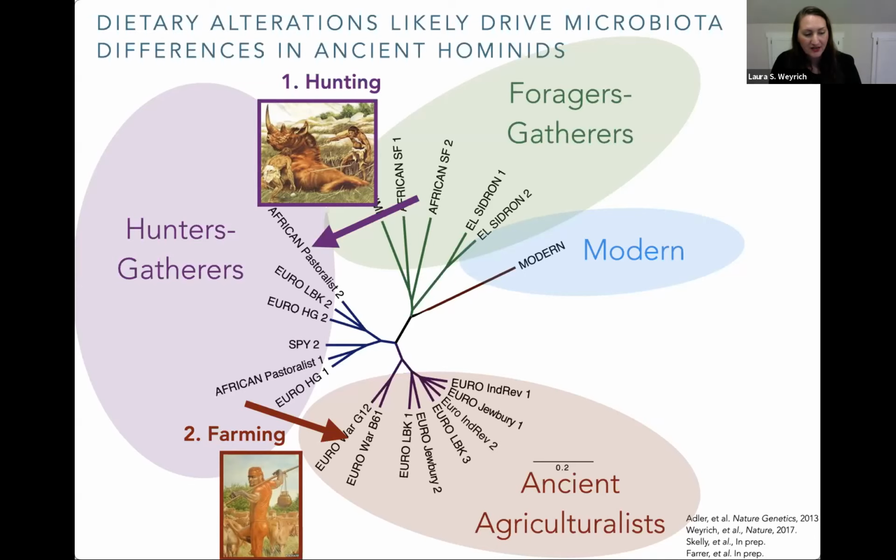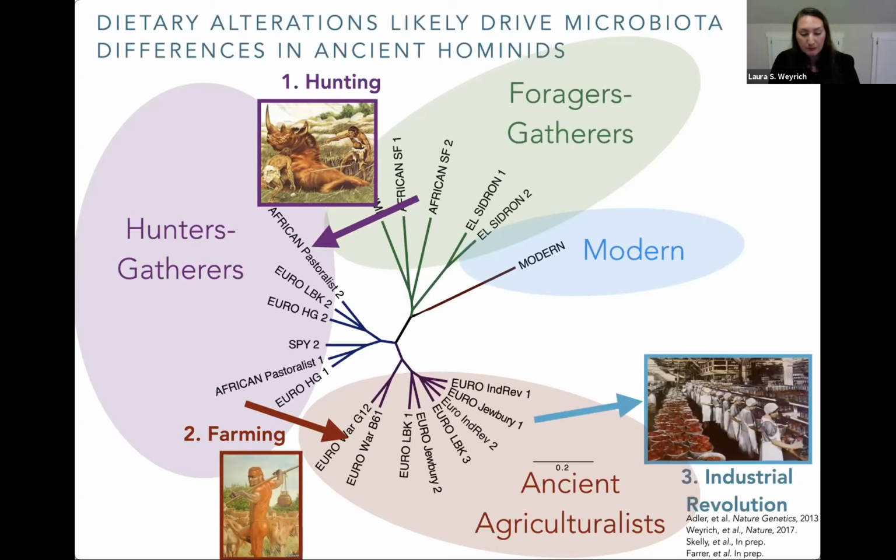And so the jury is still out as to whether or not this is diet or whether or not it's some other factor or feature during these revolutions. The next major transition where we see significant changes in the microbiome is actually during the Industrial Revolution, or I should say post-Industrial Revolution.